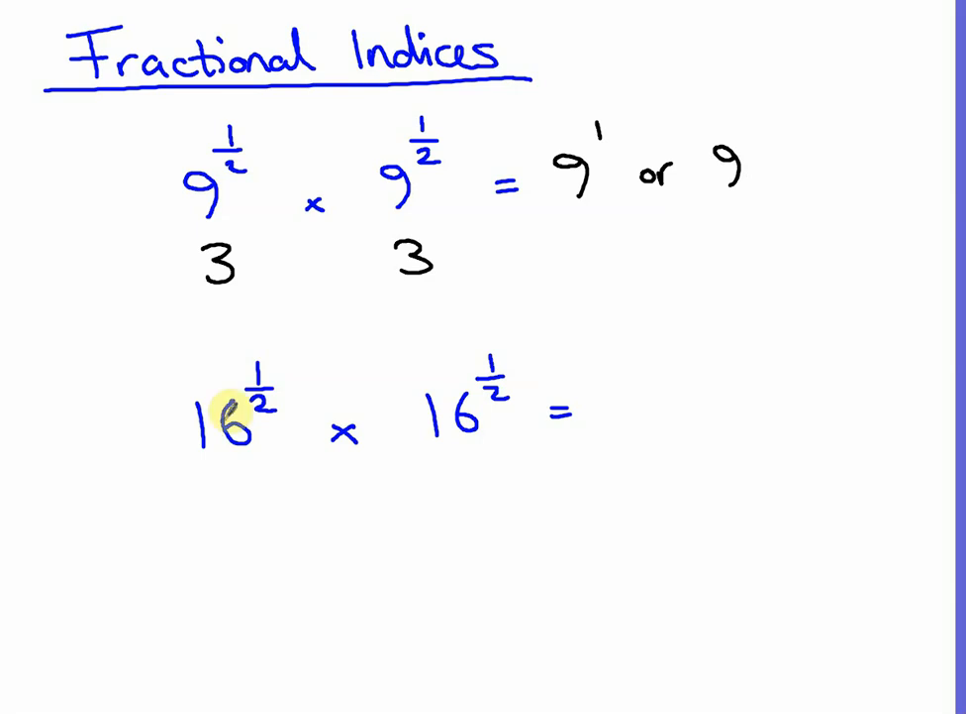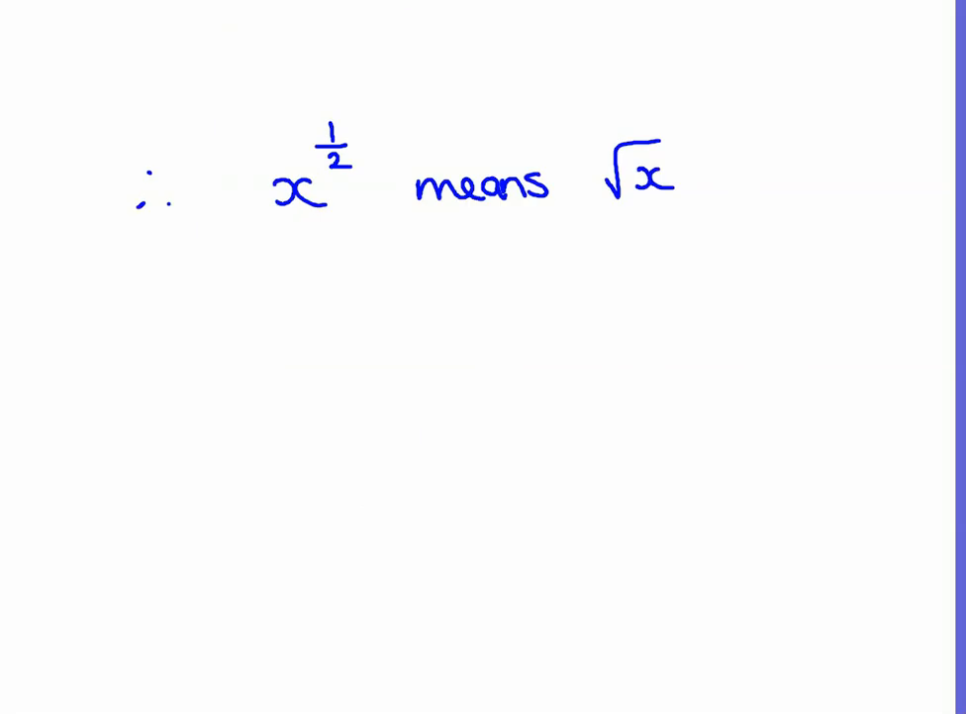So using our knowledge of multiplying indices with the same base value for the same reason, this is 16 to the power of 1 because half add a half is 1, or 16. So this time we're asking the question, what two things multiply together to make 16? Well, that must be 4 times 4. So 16 to the half must be 4. Well, hopefully you've spotted something now. So anything to the power of a half means what we do is square root.